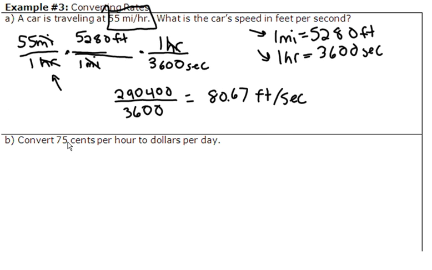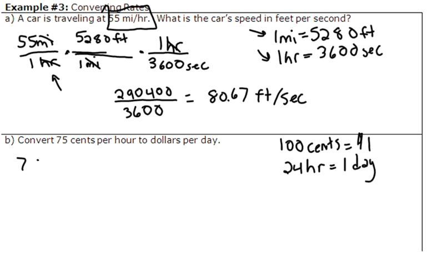It says convert 75 cents per hour to dollars per day. So the conversion that I need here is that 100 cents equals $1, and I'm going to use the dollar sign. I also need to know that 24 hours equals 1 day. So I'm going to set up my conversion.